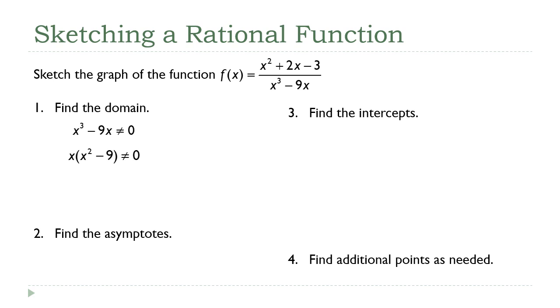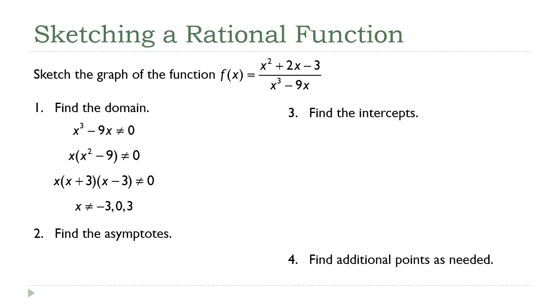And x squared minus 9, that's the difference of two squares. So I can factor that further, and this turns into x times x plus 3 times x minus 3. So that's going to give me three numbers: x equals 0, x equals negative 3, and x equals plus 3 that are not going to be in my function's domain.